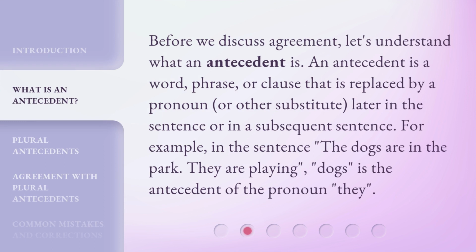Before we discuss agreement, let's understand what an antecedent is. An antecedent is a word, phrase, or clause that is replaced by a pronoun, or other substitute, later in the sentence or in a subsequent sentence. For example, in the sentence, "The dogs are in the park. They are playing," dogs is the antecedent of the pronoun they.